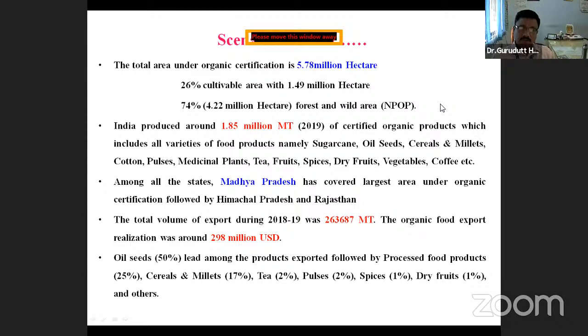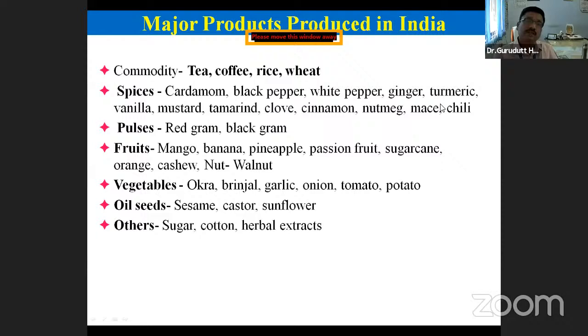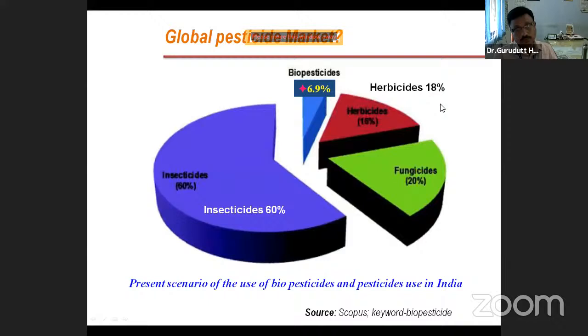So this means the scenario changes year by year, day by day, to convert the already existing conventional land or the totally infertile land into fertile land by adopting these organic agriculture practices. And these are the major products produced in India, like tea, coffee, rice, wheat, spices, pulses, fruits, vegetables, oil seeds, and others like sugar, cotton, and herbal extracts being exported from India as organic produce. Yes.